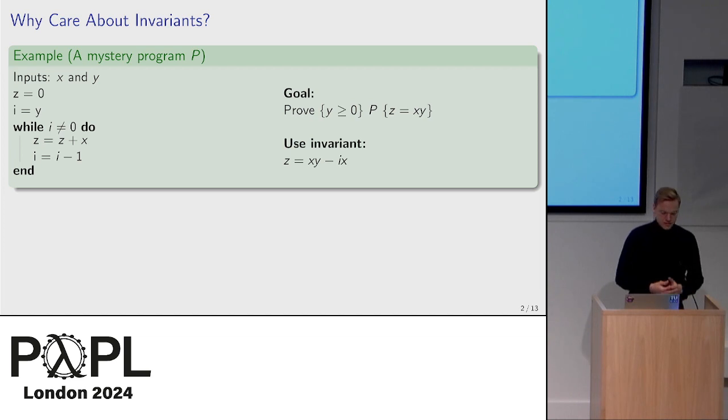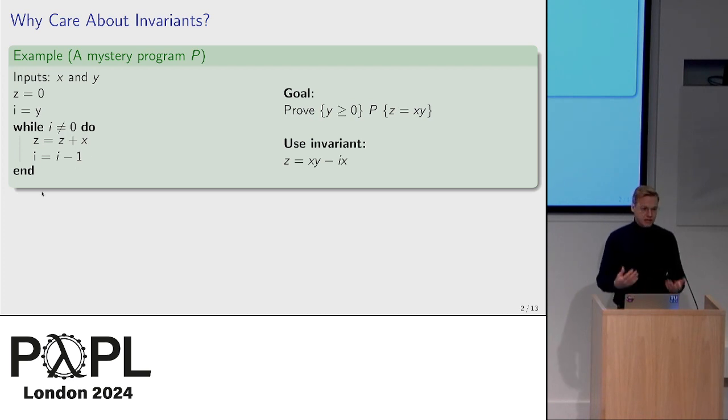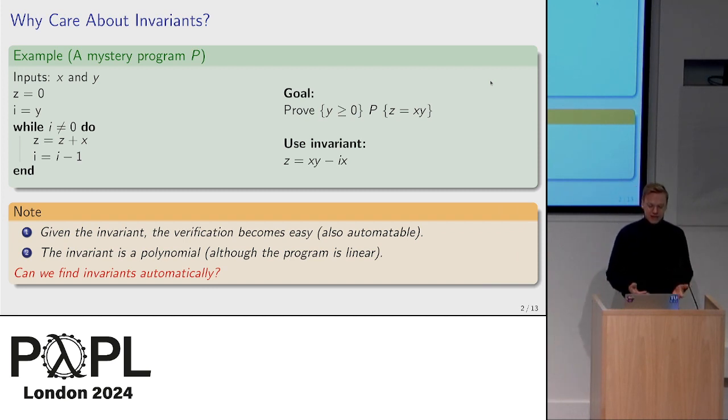And also after this loop terminates, we also know that because of the loop guard, because we terminate, i is going to be equal to 0. So if we just substitute i equal to 0 into the loop invariant, we immediately get the postcondition. So given this invariant, the verification becomes very easy, or at least automatable. And also please note that although the program here is linear, it only uses linear or affine assignments, the invariant that we used is a polynomial. And now the question is, can we find such invariants automatically?